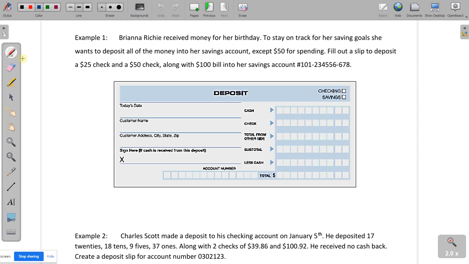There's no date on this problem, so we're just going to use today's date. And don't forget the year. And this is going into her savings account. So we're going to check off the savings account. And don't forget the name. And then the account number.